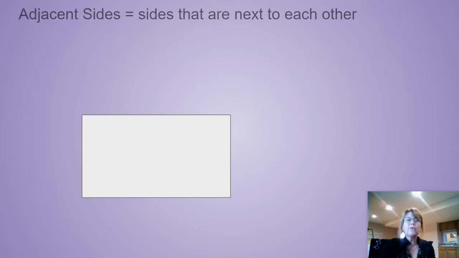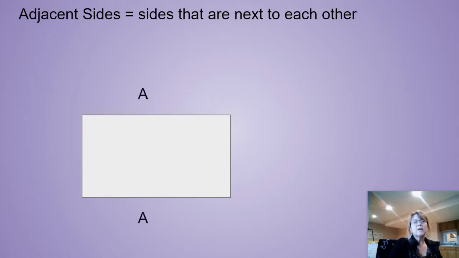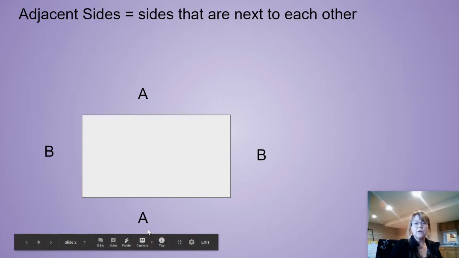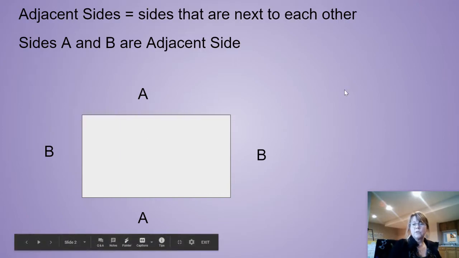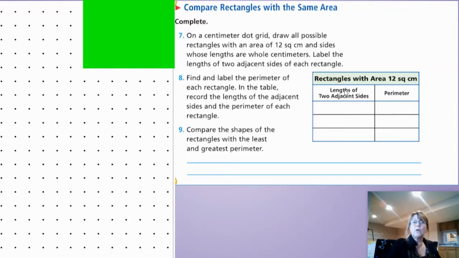All right, we're going to review what adjacent sides are. Adjacent sides aren't just sides that are next to each other, but they are sides that are directly next to each other to the point that they could cross, unlike A to A, which will never cross, or B to B, which will never cross. So side A and B will definitely cross in any one of these corners.